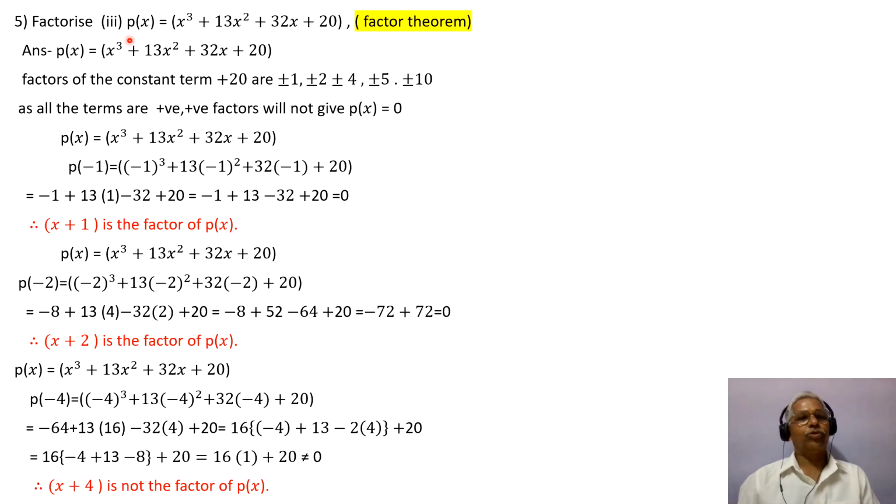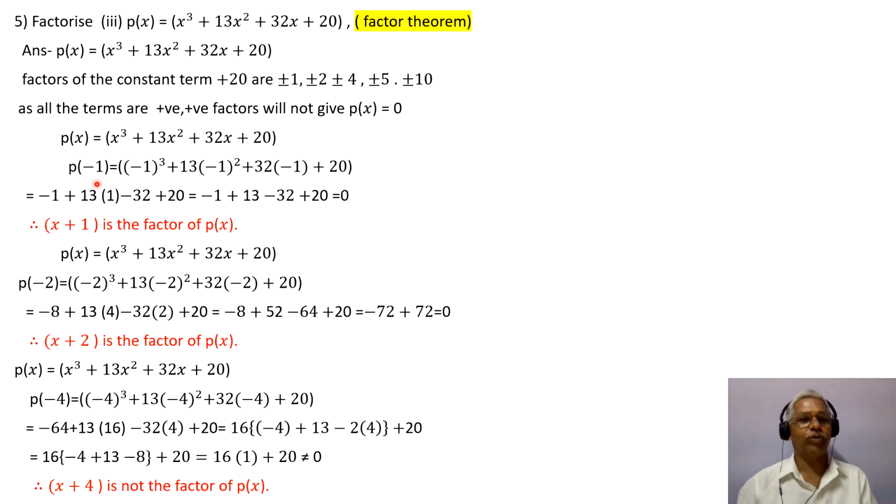So the factorization continues, and the polynomial changes. Now this time p(x) equal to x cube plus 13x square plus 32x plus 20, by factor theorem. Write the whole polynomial as it is, and start the factor theorem. First we have to see the factors of 20: plus minus 1, plus minus 2, plus minus 4, plus minus 5 and plus minus 10. Now if you use simple logic, all the terms are positive, so positive factors will not give you 0. So we will try negative factors.